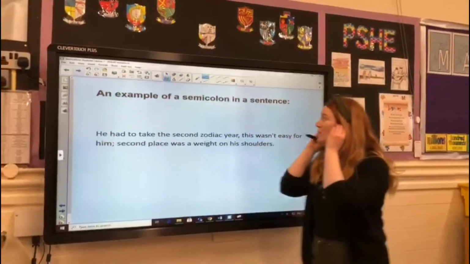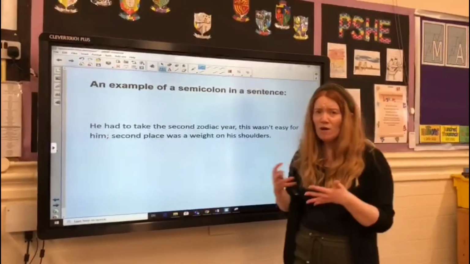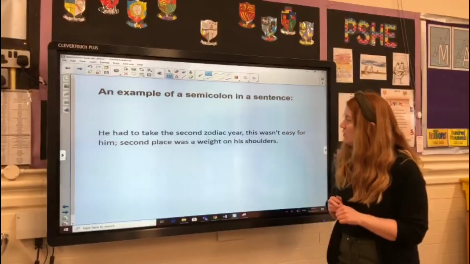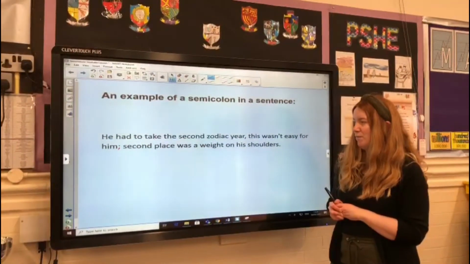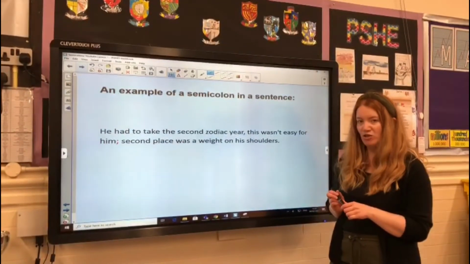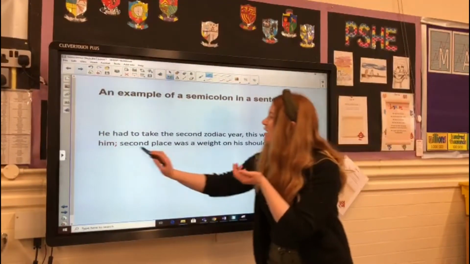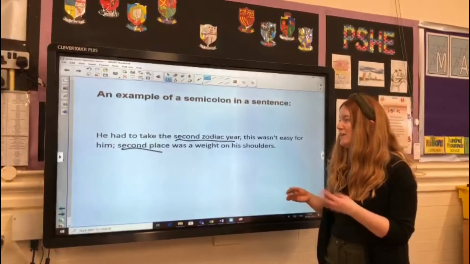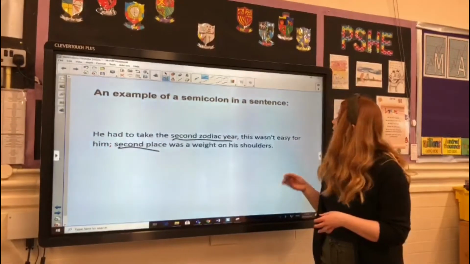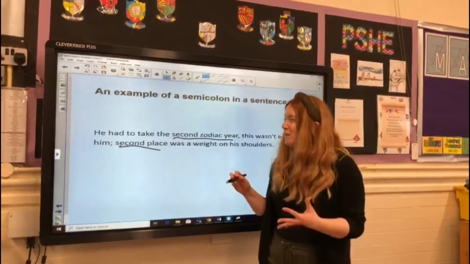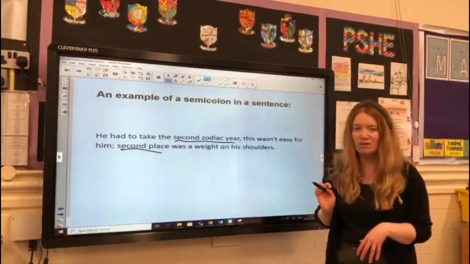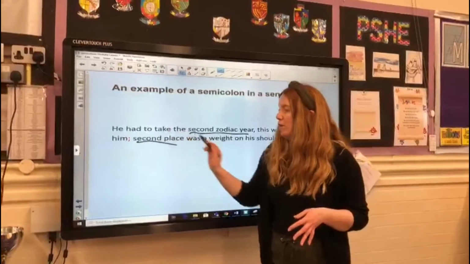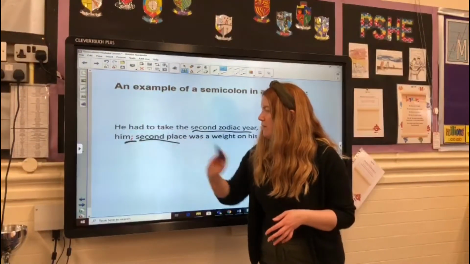So an example of a semicolon in a sentence. Now we based it on our theme writing this year, for this week. He had to take the second zodiac year. This wasn't easy for him. Second place was a weight on his shoulders. Okay, so we linked that together. So he had to take, we think about the ox, he had to take the second zodiac year. This wasn't easy for him. And then we explain why. Second place was a weight on his shoulders. He didn't want to be second place, he wanted to be first. So it kind of continues the thought. That's why we use our semicolon there.